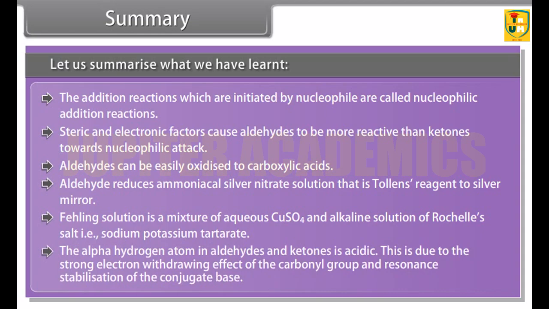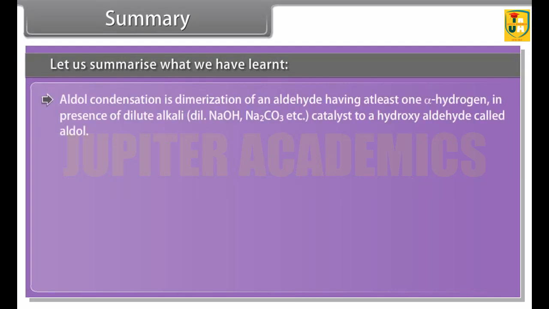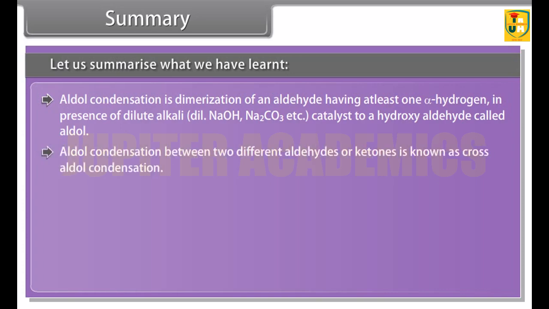The alpha hydrogen atom in aldehydes and ketones is acidic. This is due to the strong electron withdrawing effect of the carbonyl group and resonance stabilization of the conjugate base. Aldol condensation is dimerization of an aldehyde having at least one alpha hydrogen in presence of dilute alkali such as dilute sodium hydroxide, sodium carbonate, etc., catalyst to a hydroxyaldehyde called aldol. Aldol condensation between two different aldehydes or ketones is known as cross-aldol condensation.